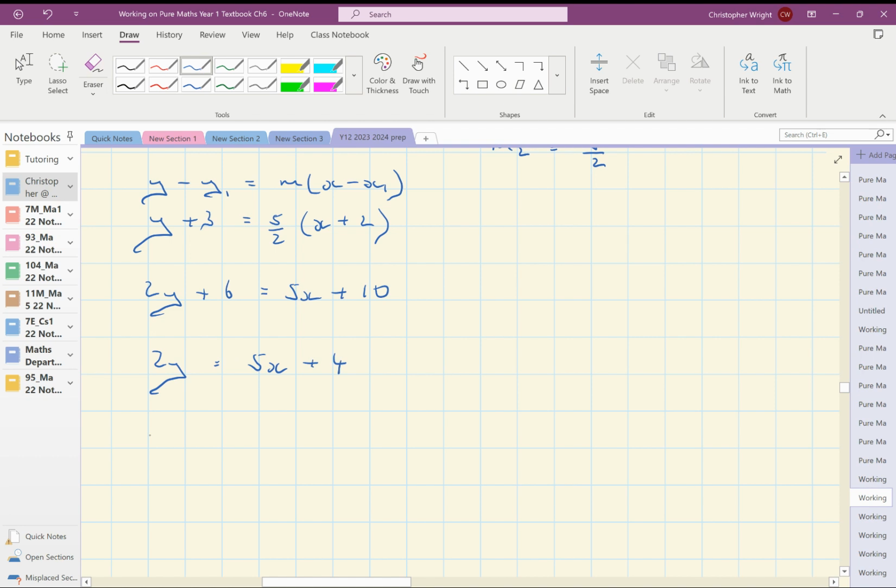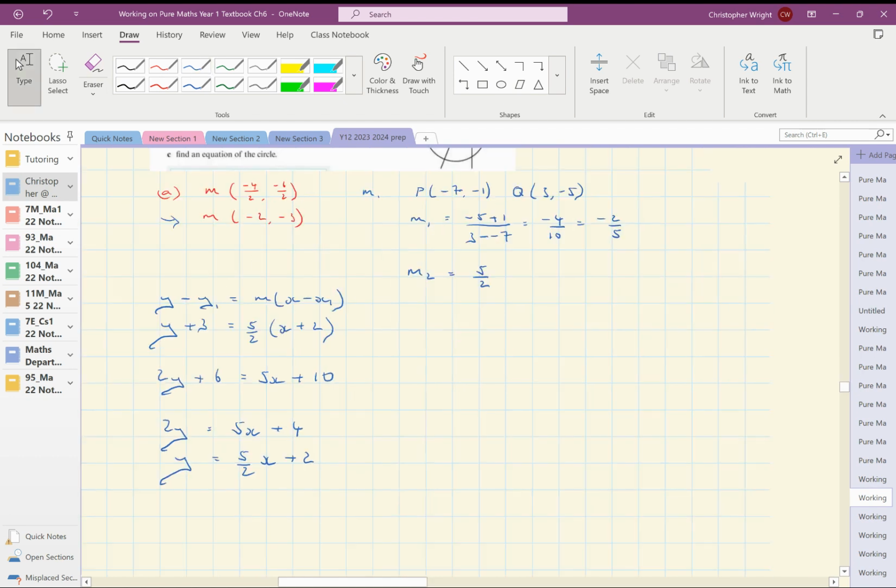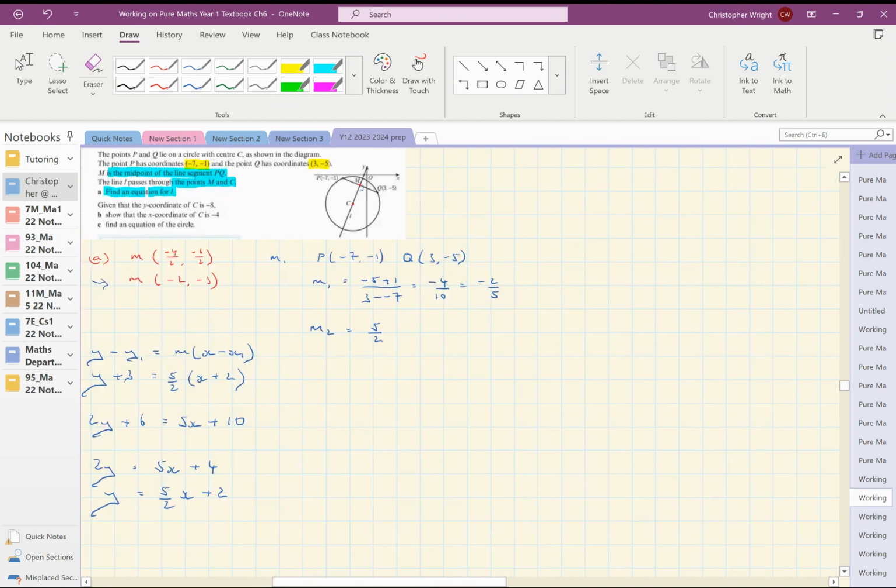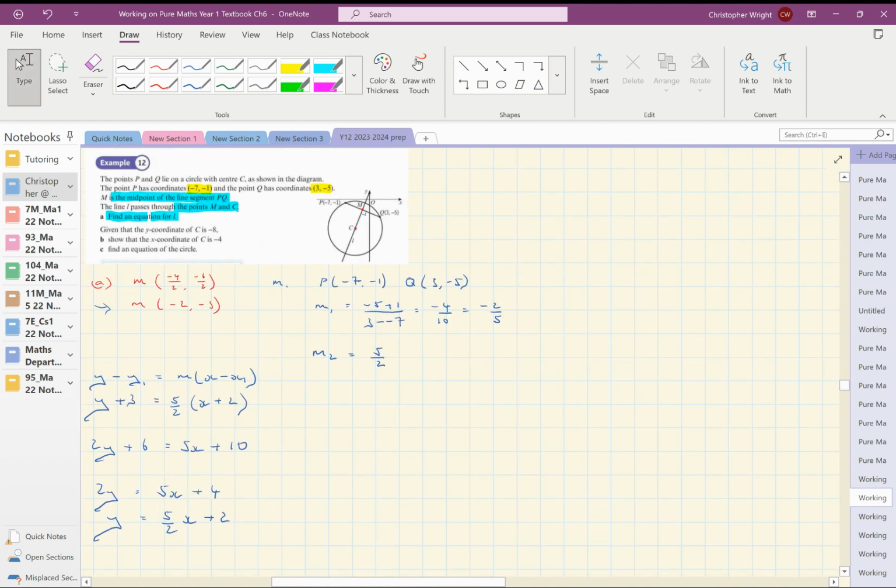And if I wanted to write it as y equals mx plus c, it would be y equals 5/2 x plus 2, since 4 divided by 2 is 2. It would be that. So that is part A done, the equation for L.